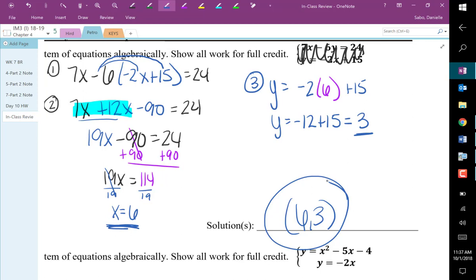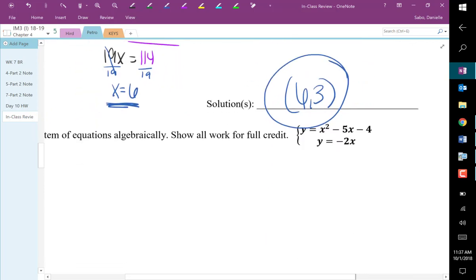I took my 6 that I found, plugged them in, and my output value, or the value I got back, was 3, and that's why it's 6, 3. Do you have questions on this one? You sure? Okay, lots of review right now.